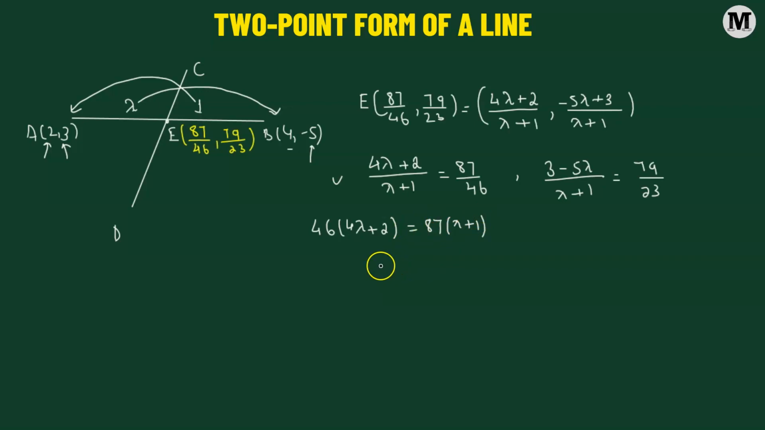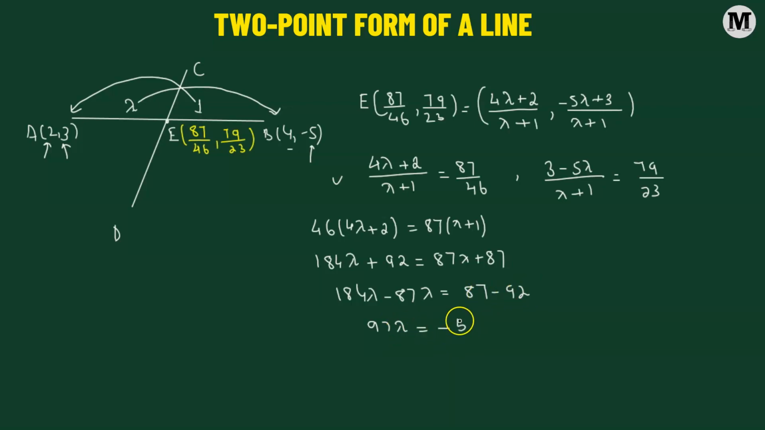Now 46 times 4, that's going to give us 184. We have 184 lambda plus 46 times 2, that's going to be 92. That will be equal to 87 lambda plus 87. We have 184 lambda minus 87 lambda. This will be equal to 87 minus 92. Now 184 minus 87, that's going to be 97. So we have 97 lambda. That will be equal to 87 minus 92. That's negative 5. So solving for lambda, we get lambda equals negative 5 over 97.